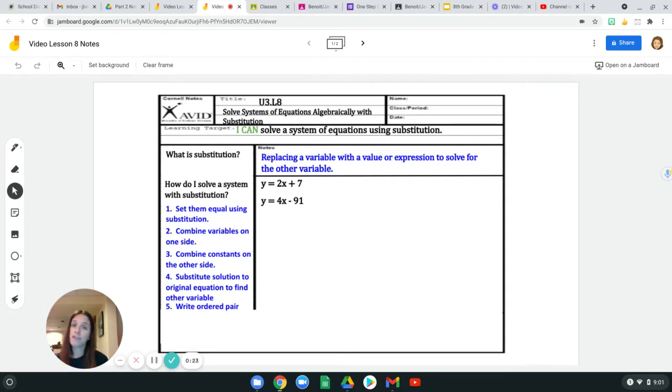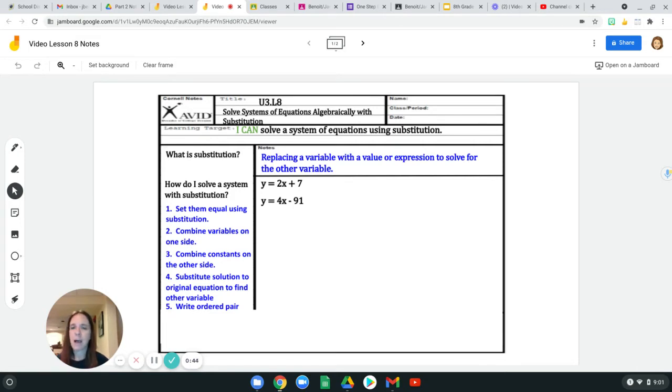And get the definition of what is substitution down. Substitution is replacing a variable with a value or expression to solve for the other variable. All right, remember, at any time you can pause and rewind, but write everything down. So how do I solve a system with substitution?